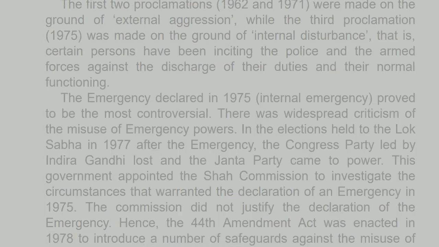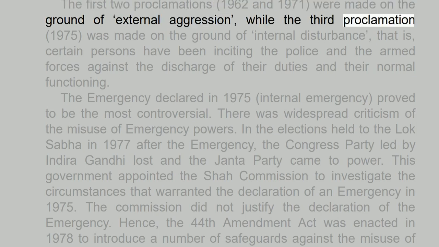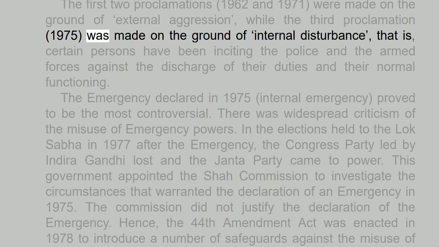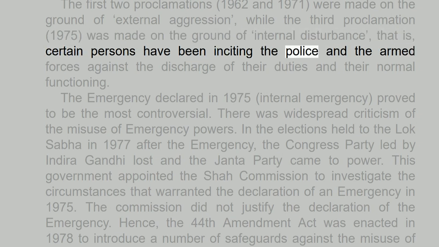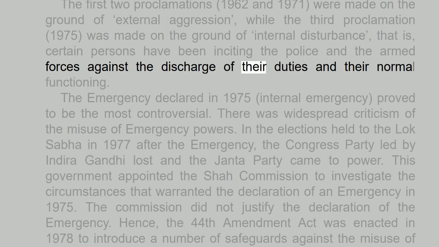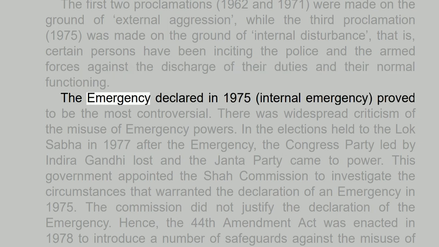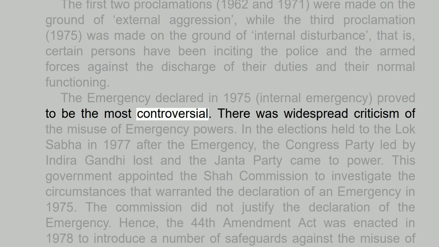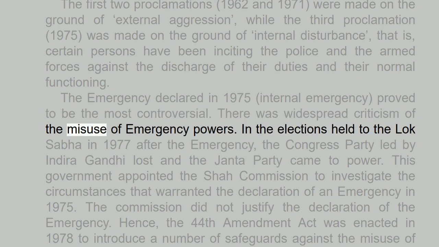The first 2 proclamations, 1962 and 1971, were made on the ground of external aggression, while the third proclamation, 1975, was made on the ground of internal disturbance, that is, certain persons have been inciting the police and the armed forces against the discharge of their duties and their normal functioning. The emergency declared in 1975, internal emergency, proved to be the most controversial. There was widespread criticism of the misuse of emergency powers.